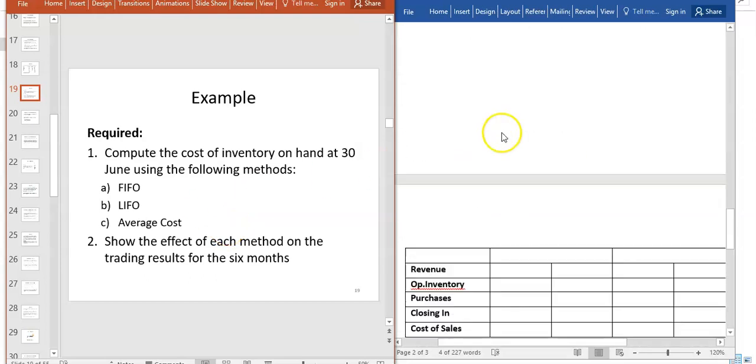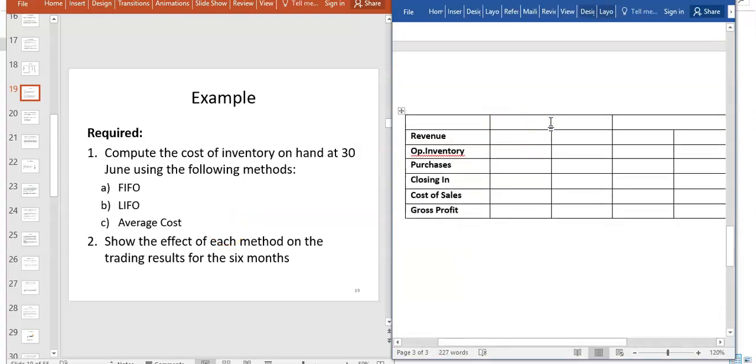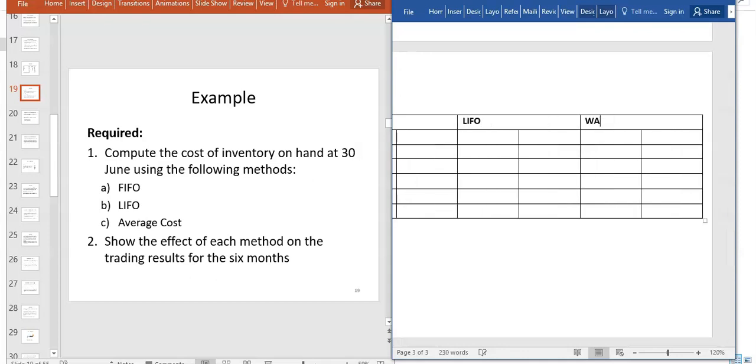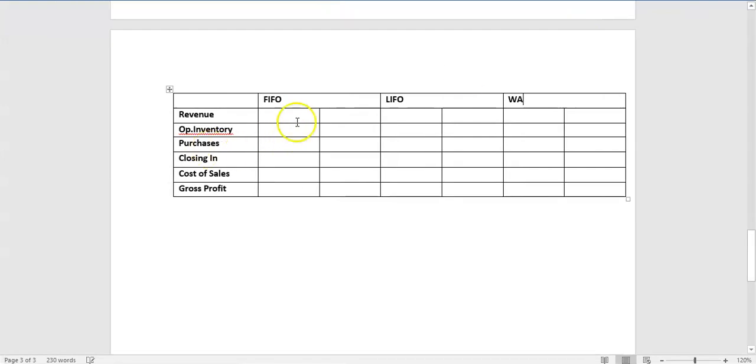So we're going to look at a little table like this where we're going to compare FIFO, we're going to look at LIFO and we're going to look at weighted average. And we're just going to compare the three of them here and look at the revenue, the opening inventory, purchases, closing inventory, etc., and figure out what the ultimate gross profit is to show you that the different values of closing inventory can have a significant impact on gross profit.